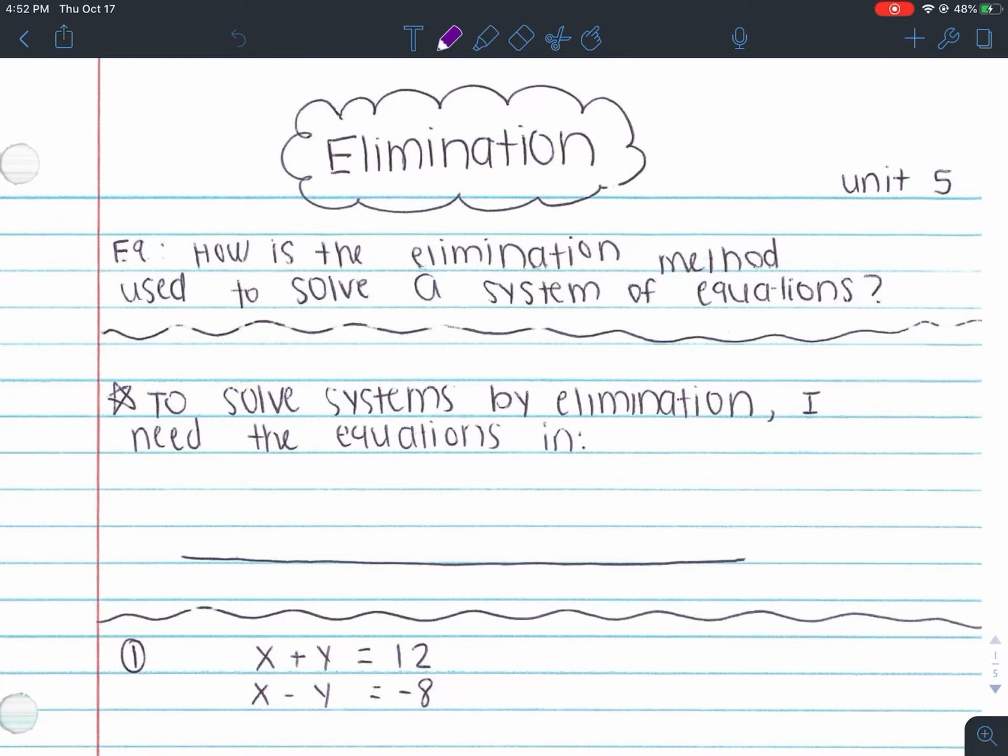Hey guys, welcome to the video for elimination. We are in Unit 5. Our essential question is, how is the elimination method used to solve a system of equations?